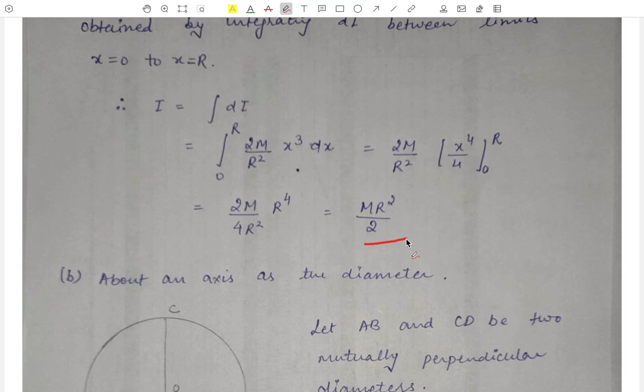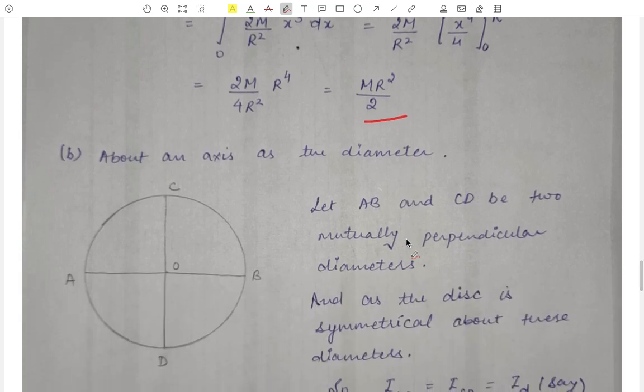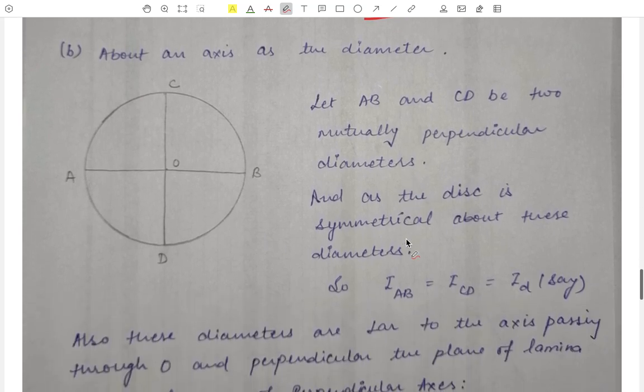Now, our next case is to find out the moment of inertia about any of its diameters. Let us suppose that AB and CD are the two mutually perpendicular diameters of the disk, and we have to find out the moment of inertia about any of these diameters. Again, since the disk is symmetric, the moment of inertia about AB will be equal to the moment of inertia about diameter CD. Say that is equal to ID.